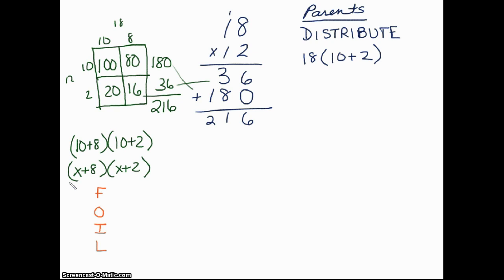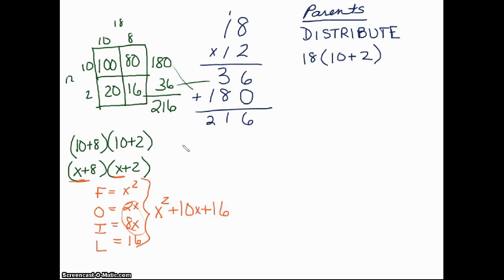So in the case where we're using the variable x instead of the 10, any algebra student would recognize this and say x times x is x squared. Our outer terms, x and 2, multiply to give us 2x. Our inner terms, 8 and x, multiply to give us 8x, and our last terms would be 16. And what we've done is we've given ourselves the product of binomials, which is x squared. I can combine these terms, plus 10x, plus 16.